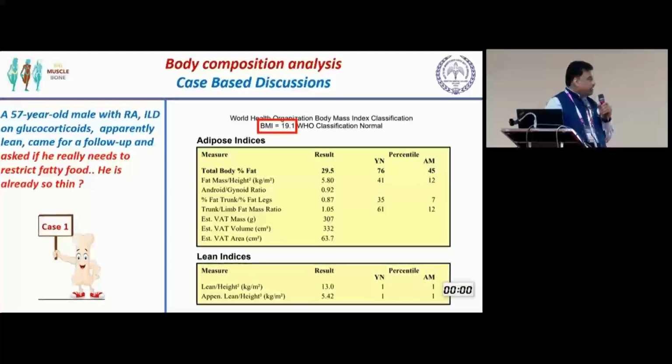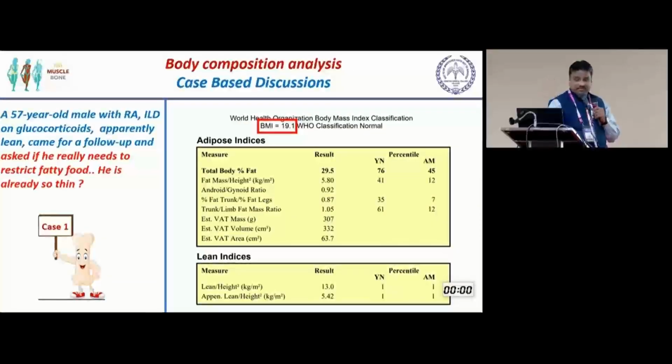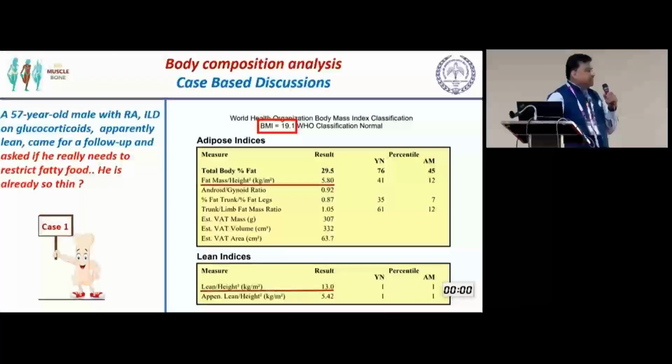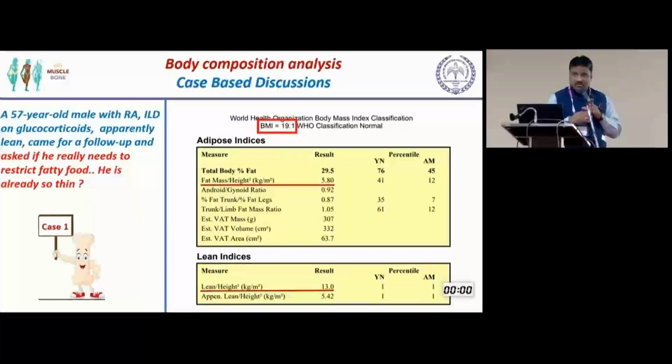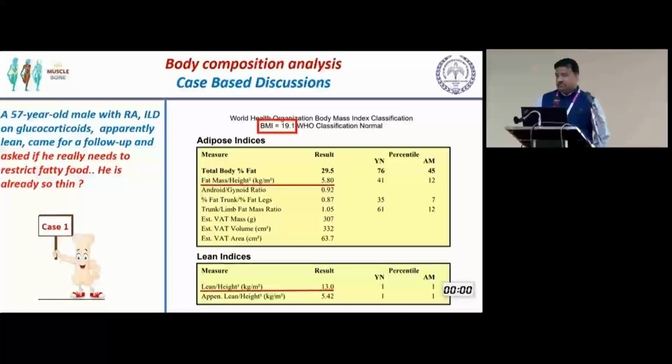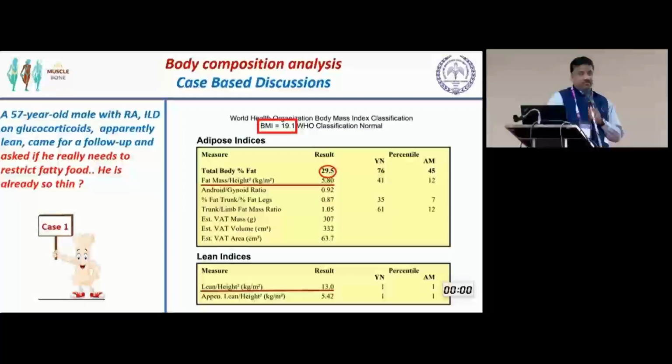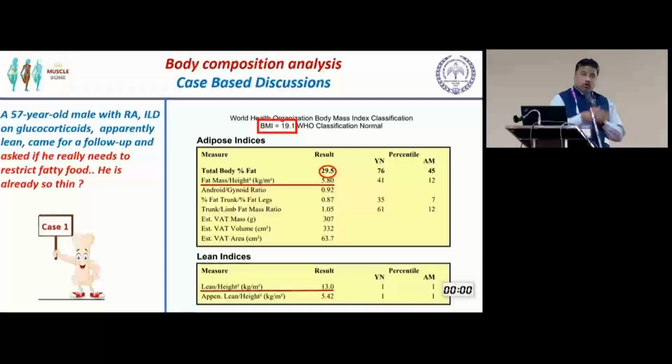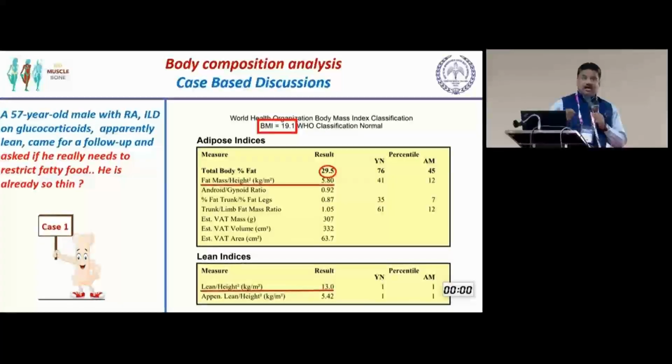But when we look at the body composition analysis, as I said, we look at 5 parameters here. The first thing is, if I add the fat by height square and lean by height square, I should approximately get the BMI, which I'm getting. Adding 5.8 with 13 gets me around 19. But despite having a very low BMI, look at his body fat percentage, 29.5%. By all the norms that I showed you by different guidelines, including the ASI guidelines, it is high. It is definitely higher than 20, higher than 25%.